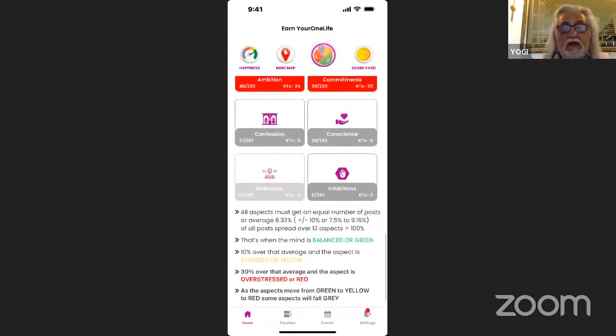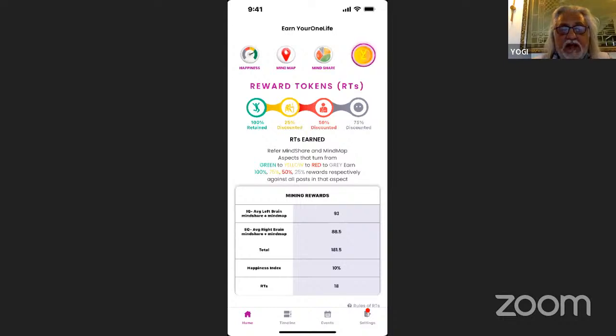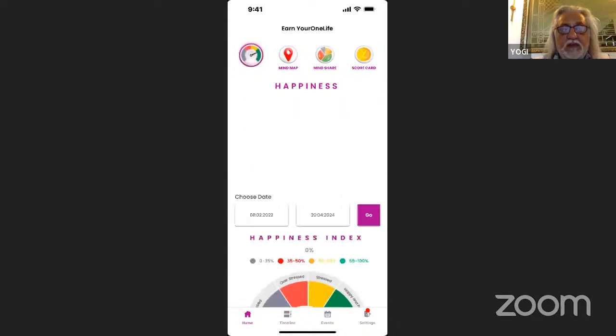Now we come to your scorecard, which is very simple. This is where the scorecard says that we're going to take an average of your left brain and an average of your right brain, total up the two, and compute that using the happiness index that you've arrived at. The happiness index is given to you right in the very beginning. Let me take you there.